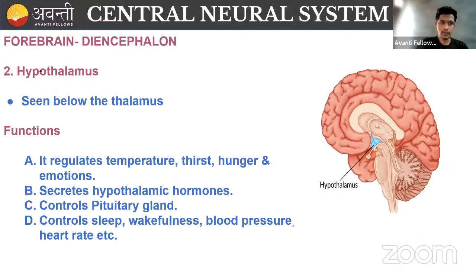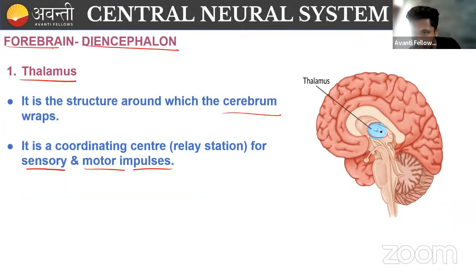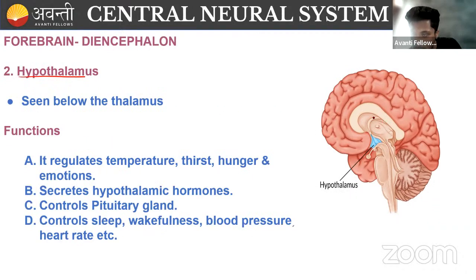The other region is called the hypothalamus. If you see the thalamus region, here it was the thalamus, isn't it? Now if you check here, just at the base of the thalamus, what is present? The hypothalamus is present, correct? So the hypothalamus region is very, very functional. Why? Because the hypothalamus is responsible for so many activities like regulation of temperature, regulation of thirst, hunger, and emotions.